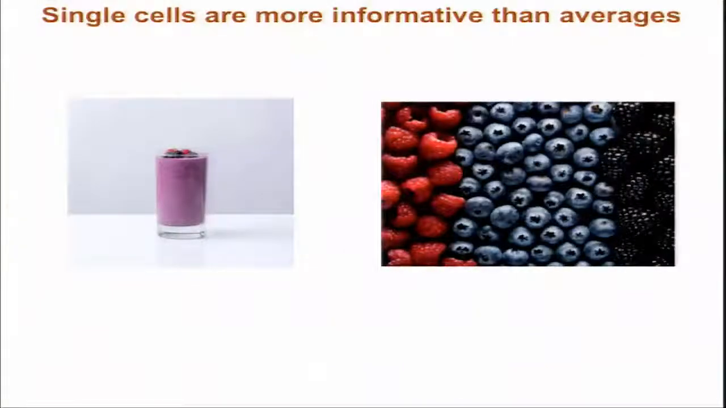This is quite a straightforward concept. Single cell is going to be more informative than averages. So here's a smoothie, and here's some fruits. If you take the smoothie, you don't know, is this piece a blueberry or raspberry or blackberry? Rather, if you go in and have just the bowl of fruits, you can pick one up and figure out, oh, this is a blueberry, etc.